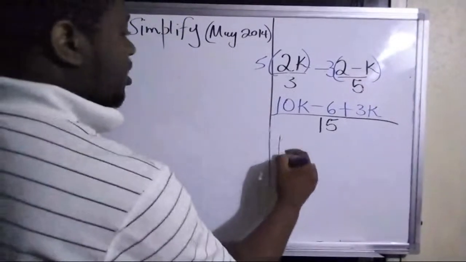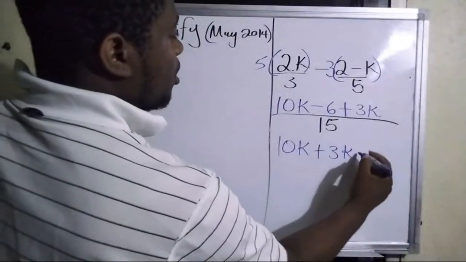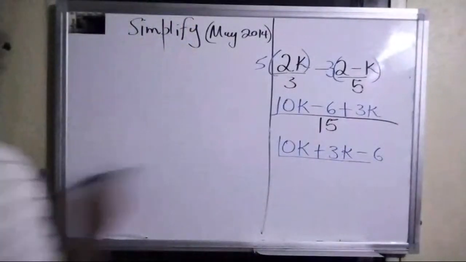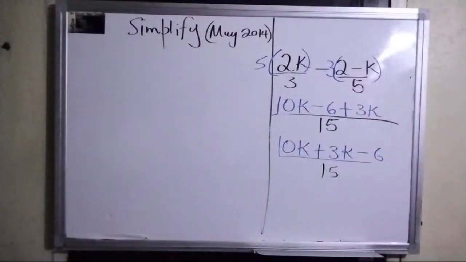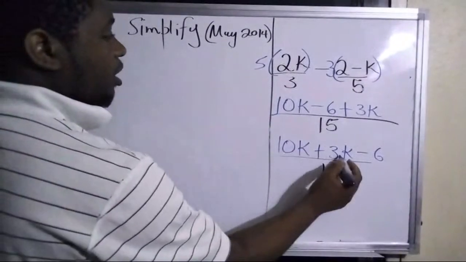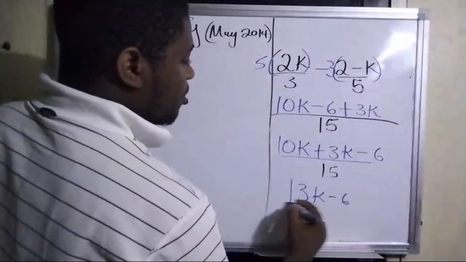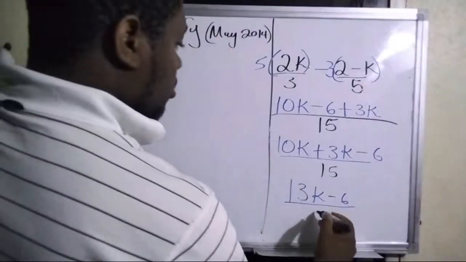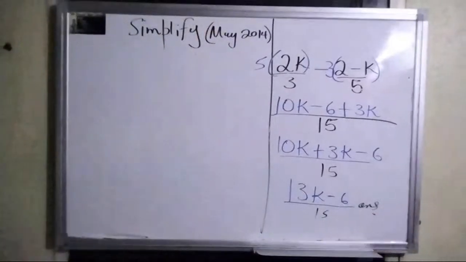So it would be 10k, we group the like terms, bringing all the k's together, plus 3k minus 6, and that would be over 15. Remember, we cannot add or subtract unlike terms, but we can add the k's, right? Because those are like terms. So 10k plus 3k would be 13k minus 6 over 15. And that would be our answer. And you get full marks from CSEC for that. Alright?